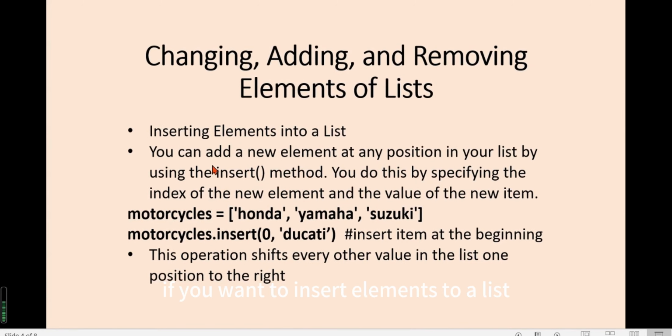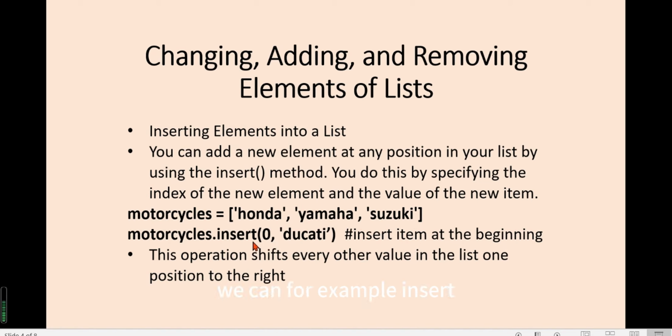If you want to insert elements to a list, you can add a new element at any position in your list by using the insert method. You can do this by specifying the index of the new element and the value of the new item. We create a list called motorcycles with 3 elements, Honda, Yamaha, Suzuki.